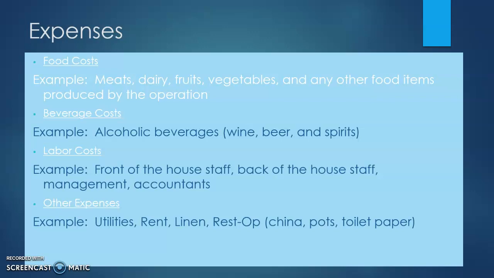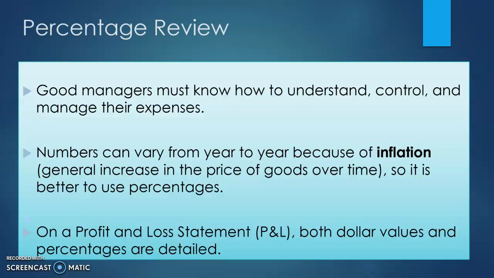And then of course our other expenses such as utilities, rent, linen, anything having to do with restaurant operations, we call that department rest stop. And that has to do with everything that is not alive or can be eaten. So those are your plates, your toilet paper, anything like that goes under your rest stop.